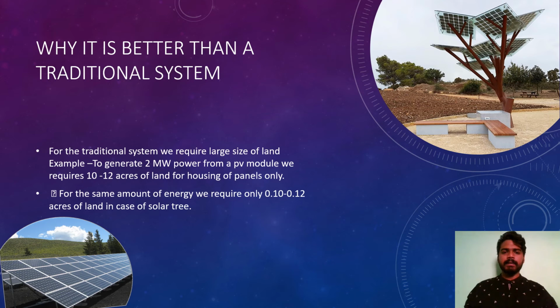Why is it better than a traditional system? For the traditional system we require a large size of land. For example, to generate 2 megawatt power from a PV module we require 10 to 12 acres of land for housing the panels only. For the same amount of energy we require only 0.10 to 0.12 acres of land in the case of a solar tree.